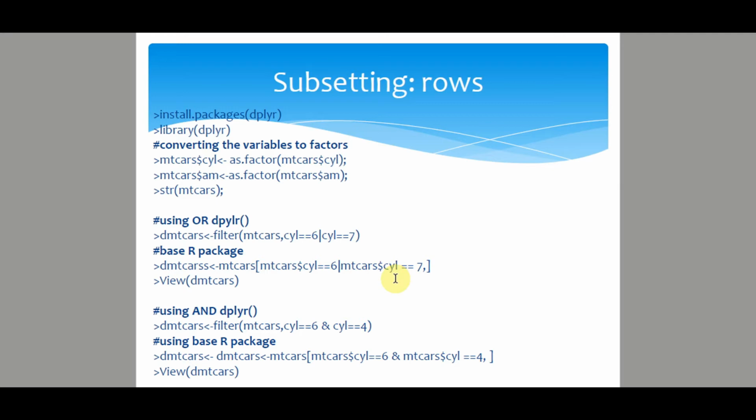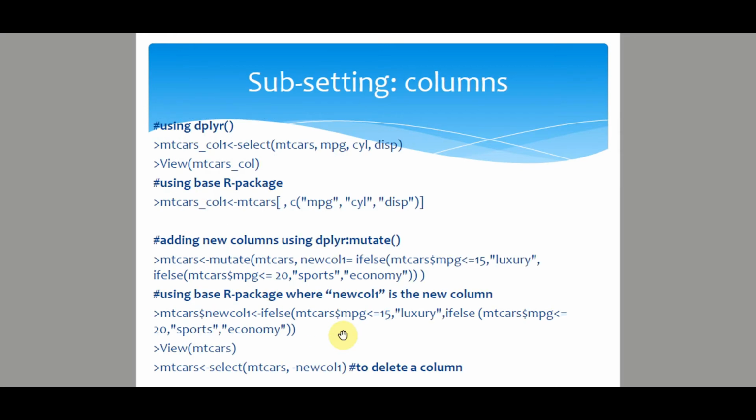The same way we can do using the AND operator. Hence we can clearly observe the dplyr codes are shorter, more convenient and easier to remember than the base R package. Now let's see how we can do the same for columns. Using dplyr we only have to type select and then the column names. That's it. But in base R we have to define the column names in a row and column format.